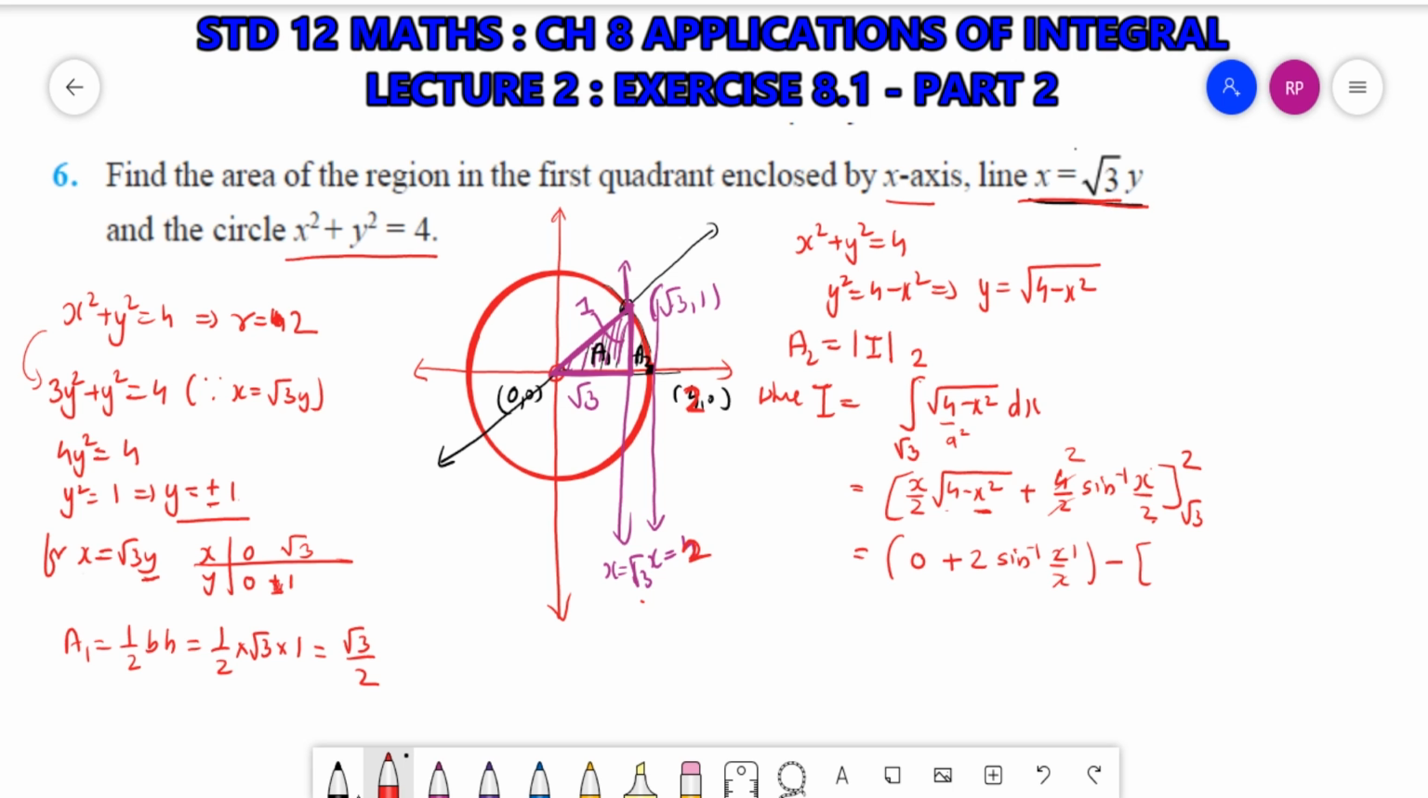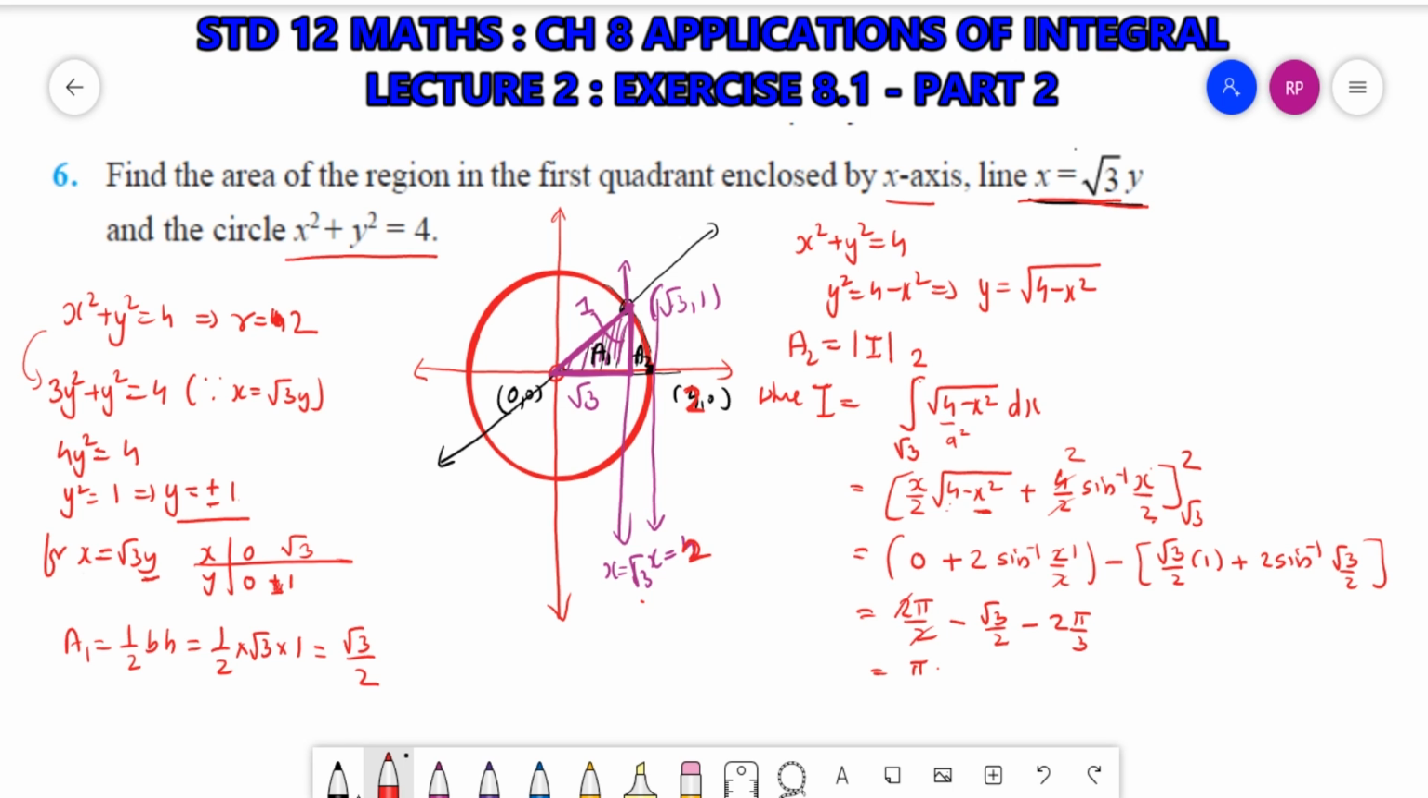Minus root 3 by 2 under root of 4 minus root 3 square. So 4 minus 3 is 1, and the square root is 1, plus 2 sin inverse root 3 by 2. Sin inverse 1 is pi by 2, so this will be 2 pi by 2, minus root 3 by 2, minus 2 sin inverse root 3 by 2, and sin inverse root 3 by 2 is pi by 3, so 2 pi by 3. Clear?